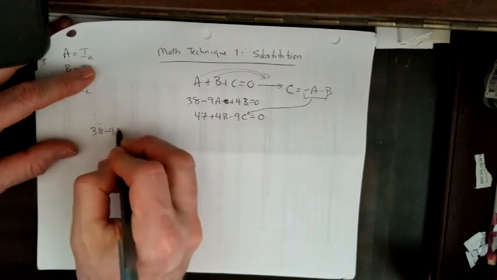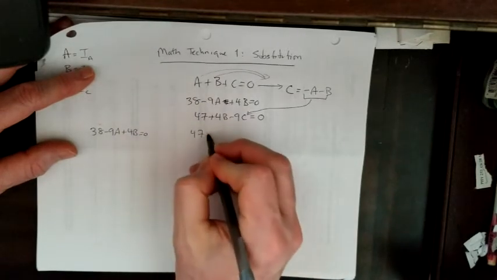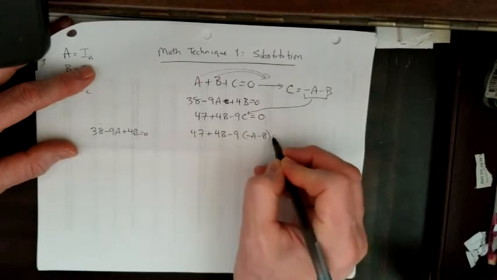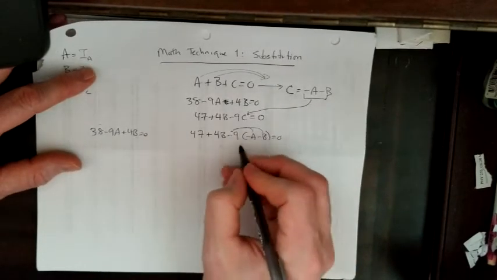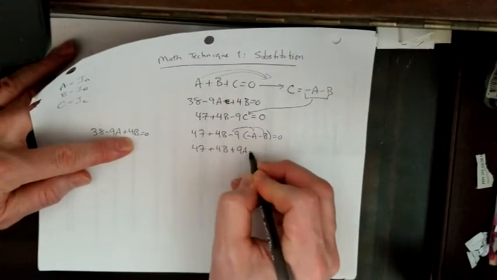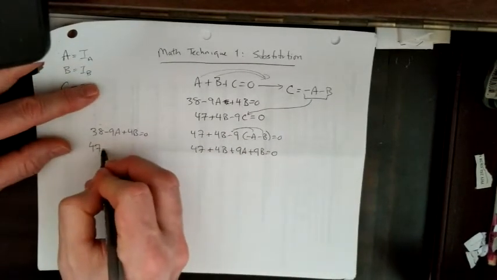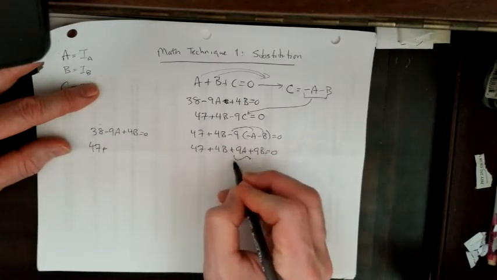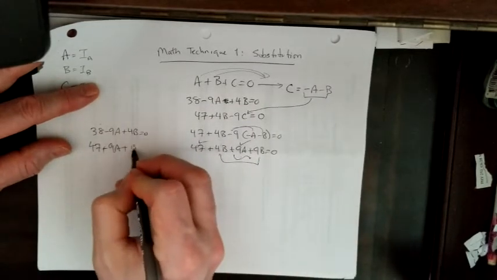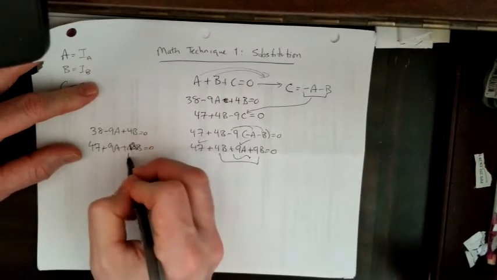So 38 minus 9A plus 4B equals 0. This equation right here becomes 47 plus 4B minus 9 times negative A minus B equals 0. I distribute, so this becomes 47 plus 4B plus 9A plus 9B equals 0. And so I end up with 47 plus 9A and then plus 13B equals 0. Let's see if I can write that more neatly.